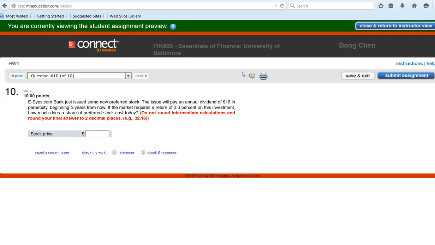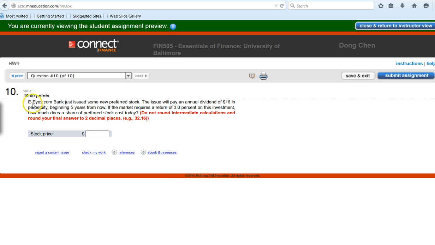So here I want to talk about question number 10 of homework 4. This is what we call a deferred perpetuity case. Similar to deferred annuity, this turns out to be one of the challenging topics of this course. So I want to use this question as an example to show you how to solve this kind of question.